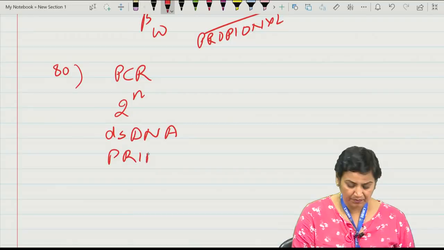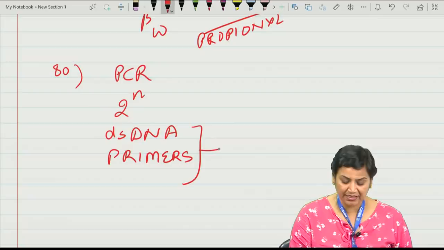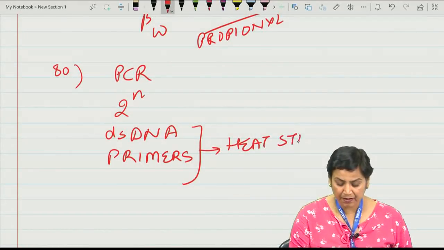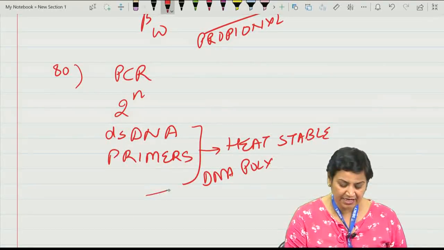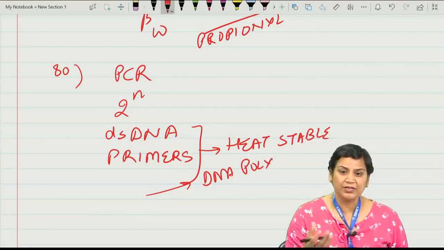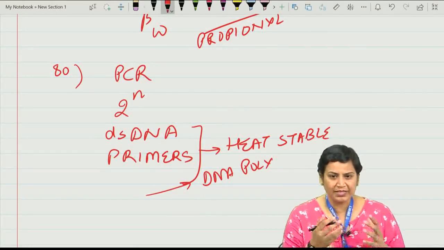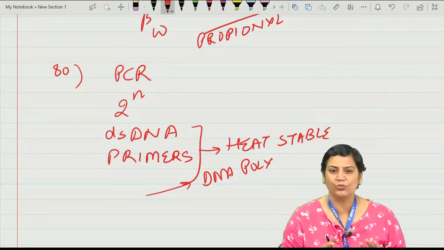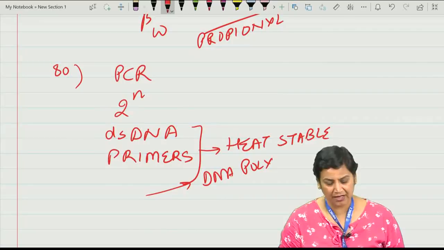primers which undergo annealing, and the process takes place in the presence of heat stable DNA polymerase. And this heat stable enzyme, heat stable means because the PCR cycle runs at a very high temperature. So the enzyme which we are adding to basically polymerize DNA to amplify the amplicons, it has to be heat stable, and it is always produced from bacteria.